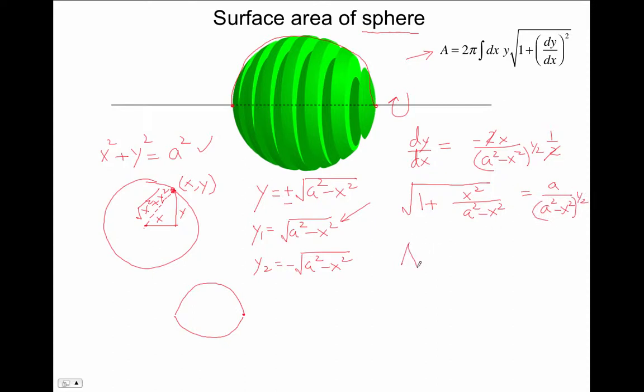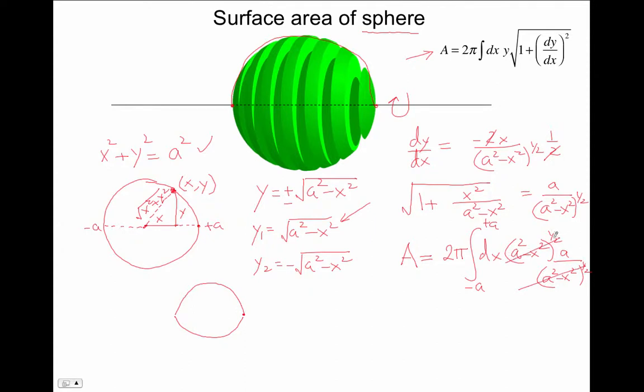So the area, or rather the surface area of this sphere is 2 pi dx, and x goes from minus a to plus a. Why is that? Well, let's look at this diagram over here. x starts from minus a, goes all the way up till plus a, and so that's reflected in the limits over here. Then we put in y. y is (a squared minus x squared) to the half. And then we put in the square root factor, which is a over (a squared minus x squared) to the half.